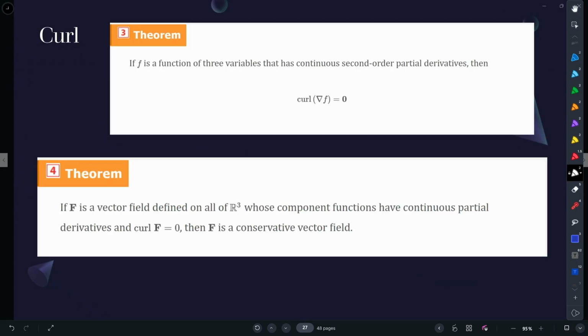And in fact, it is an if and only if. If I have a vector field whose component functions have continuous partial derivatives, and the curl is 0, then f is conservative. Okay, so if I find a vector field whose curl vanishes, then it has to be a conservative field, and I'm going to be able to express it as a gradient. And remember that was beneficial because the fundamental theorem of line integrals tells me that computing line integrals of a gradient is very easy.